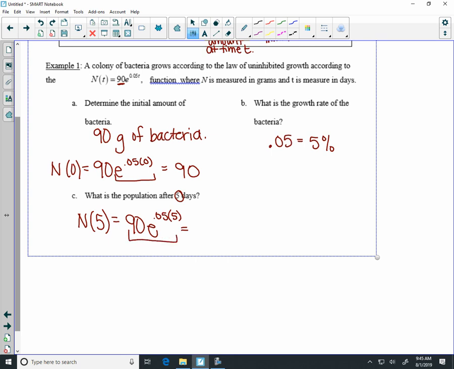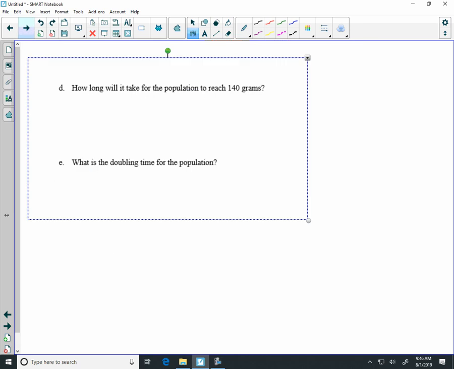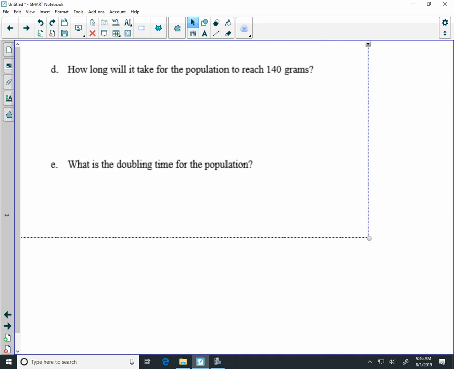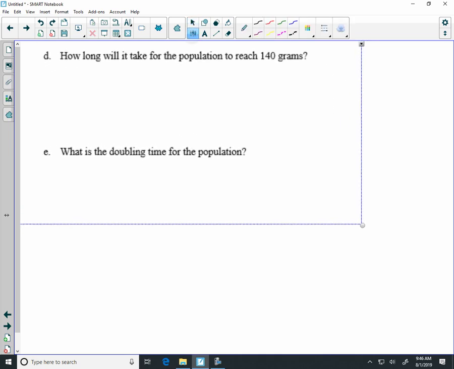If you put this into your calculator, put it in all as one step, exactly like that. You need to make sure that that 5 is up in the exponent, and you'll get 115.562 grams. So after 5 days, we went from 90 grams of bacteria to 115.562. How long will it take for the population to reach 140 grams? And how long will it take for the population to double? So these two questions have the same math going on with them. We're going to have to solve for the exponent.